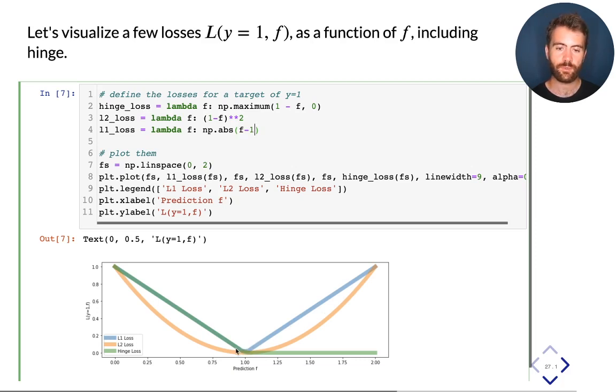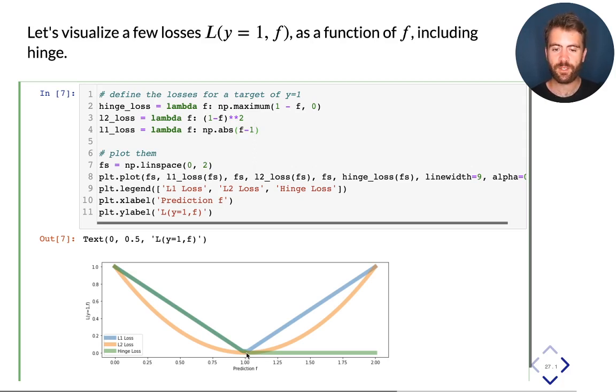And if I predict something that's lower than 1, my loss also increases. And now the hinge loss is in green. You can see that the hinge loss is really similar to the L1 loss, except that it's the same on this side, but it's different on this side. So again, the minimum of the hinge loss is at 1, or 1 is one of the minima of the hinge loss. The loss equals 0 when we predict 1, which is our correct target.